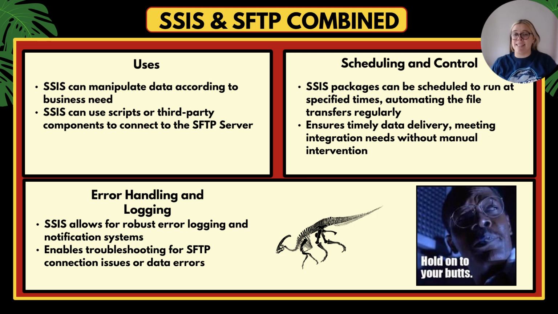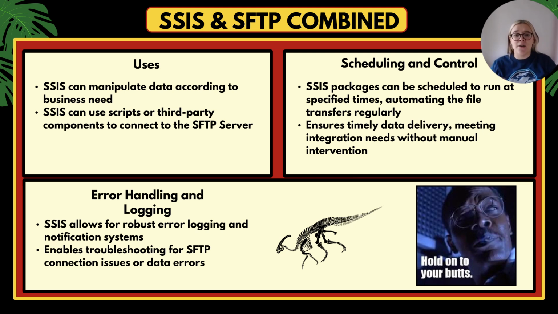SSIS can manipulate data based on specific business needs, whether it's reformatting, filtering, or mapping fields to match your destination system. It's incredibly flexible. It can use native tools, scripts, or third-party components like Task Factory to connect to an SFTP server. So we're not just throwing data over the fence, we're shaping it, checking it, and sending it where it belongs in the format people expect.